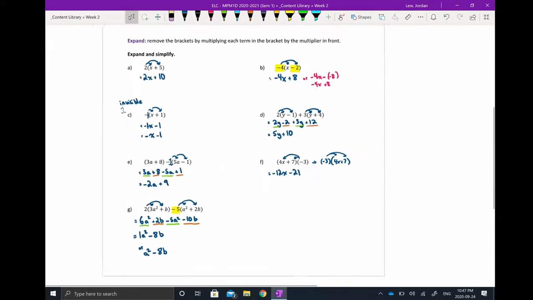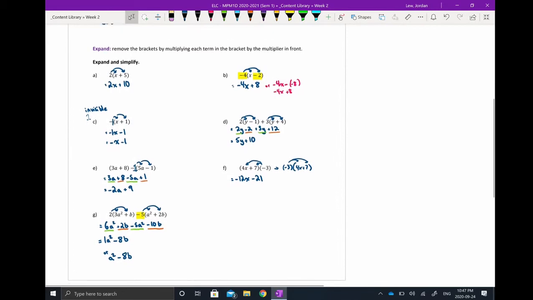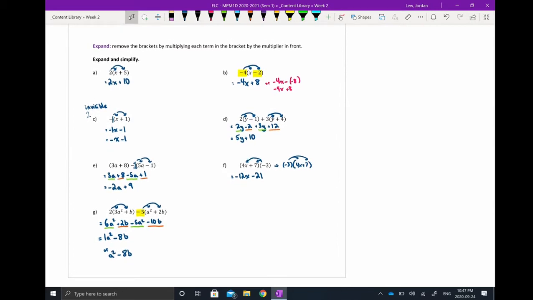So again, those are some examples of expanding and simplifying, or basically using what we call the distributive property. And the distributive property, again, is where basically the multiplier outside or in front of the bracket is multiplied by every term inside the bracket. And when you do that, you can drop the brackets. So that's how you get rid of the brackets when you're trying to solve equations.